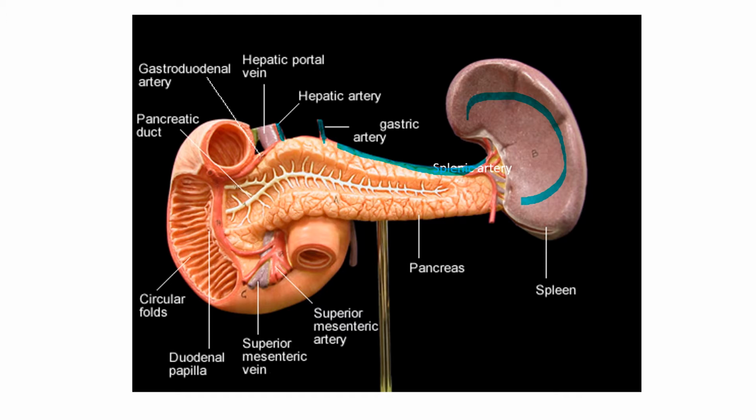Then we have the superior mesenteric artery coming out underneath the pancreas here. You can also see the superior mesenteric vein coming up, and when it joins other veins from the stomach and spleen, it's going to turn into the hepatic portal vein. We'll see more examples of the hepatic portal vein, which is part of the hepatic portal system, in just a moment.